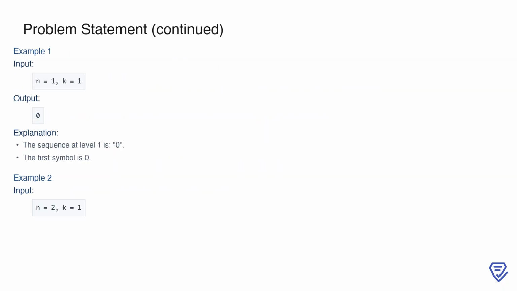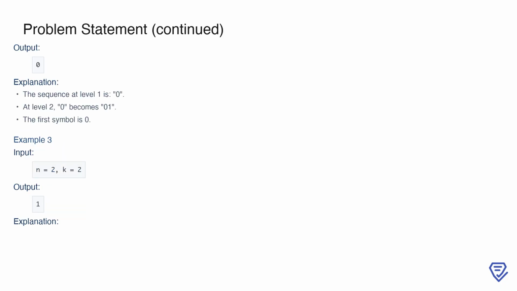Let's look at the first example to better understand the problem. Suppose n equals 1 and k equals 1. At the first level of the sequence, we have a single symbol, 0. Since k is 1, we are looking at the first symbol, which is 0. Therefore, the output for this input is 0. This example illustrates the simplest case, where there's only one symbol in the sequence.